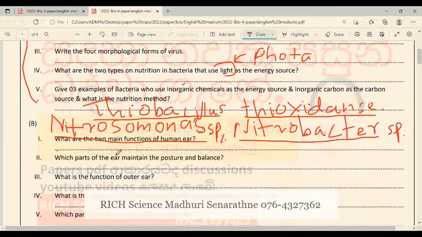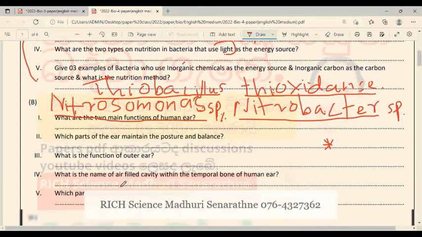Which parts of the ear maintain the posture and balance? So the answer should be semicircular canals and vestibule. And these two parts are located at the inner ear. Okay, you can write it also in here. These parts are located at the inner ear.